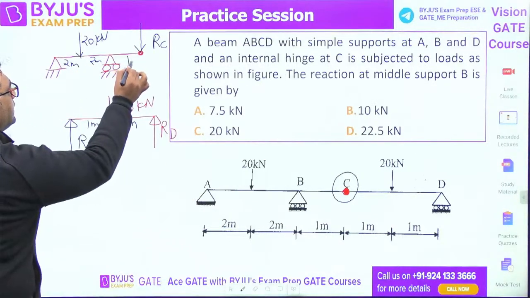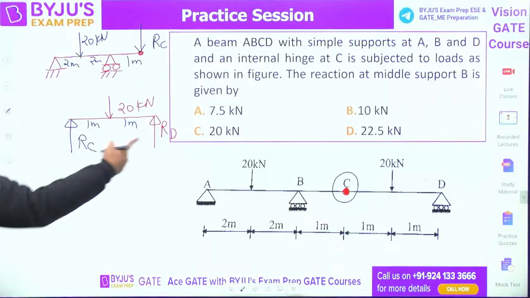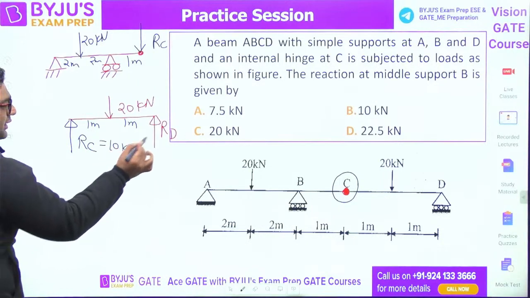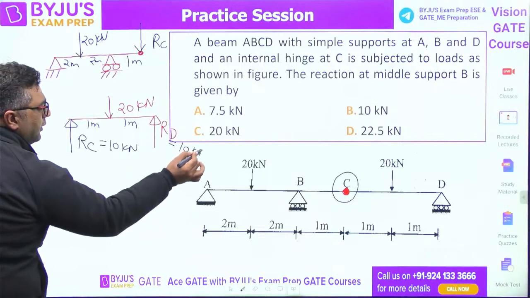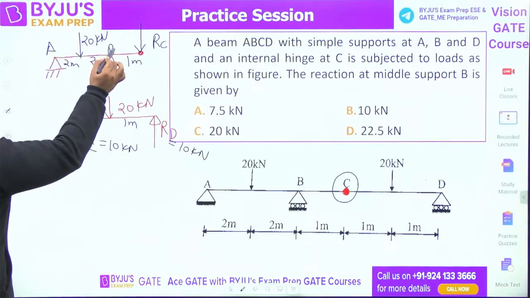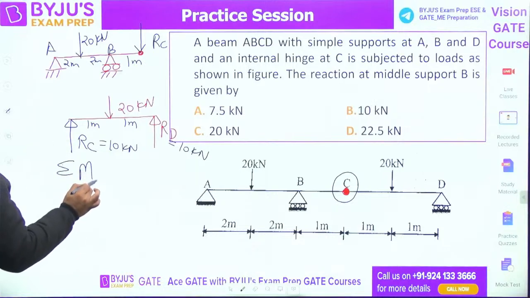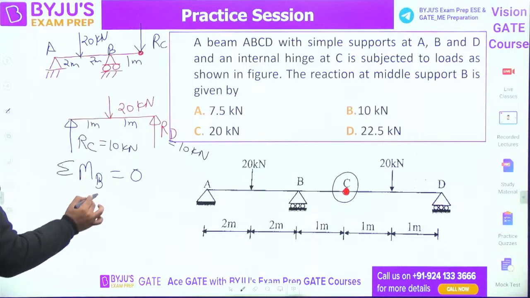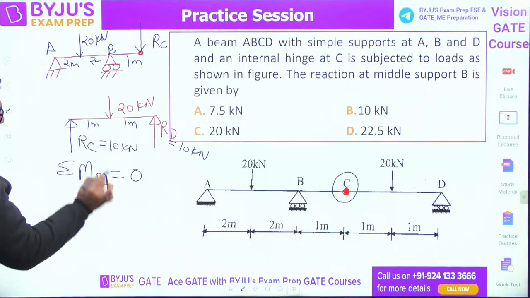1 meter. So guys, you just need to do one thing. First of all, find out RC and RD from here. I feel everybody can say by symmetry 10 kilonewton will be there. And then you need to take summation of moments. This is A and B. Take summation of moments at B to be 0. You would be able to find the reaction at RB. Okay, take the net about A. Take summation of moments about A.